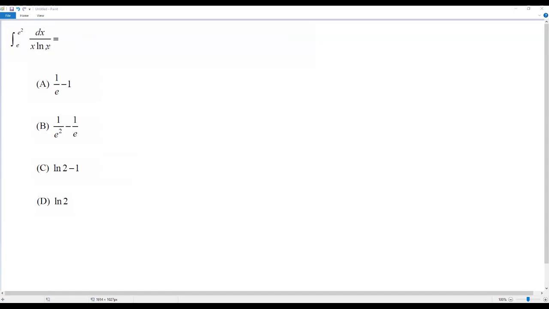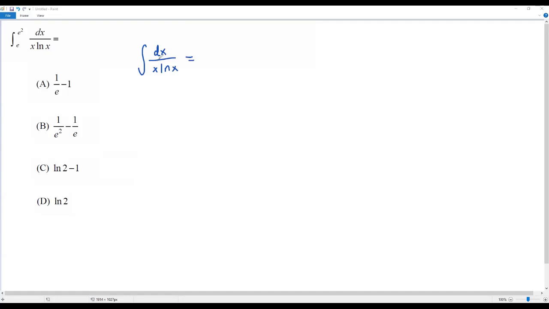Now what I'm going to do is evaluate this integral as an indefinite integral, that is without these limits. Once I get the result of the indefinite integral, then I'll apply the given limits, that is e and e squared. Let me take this one as an indefinite integral, that is the integral of dx over x times ln x.